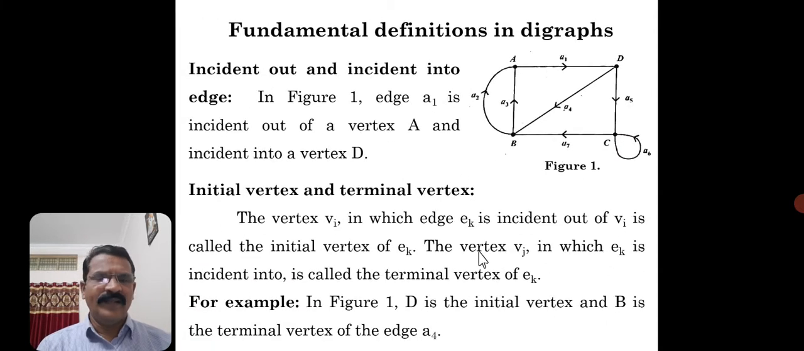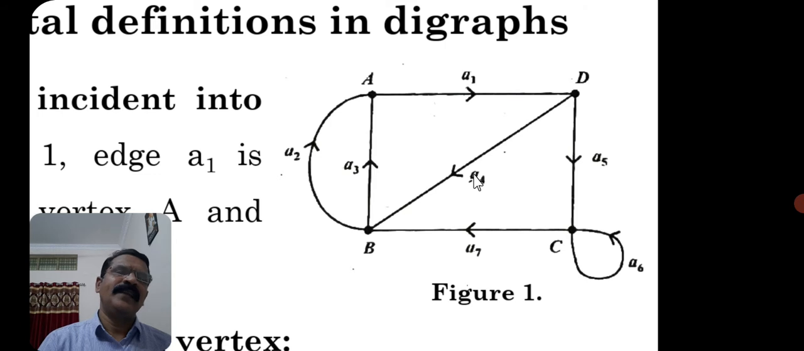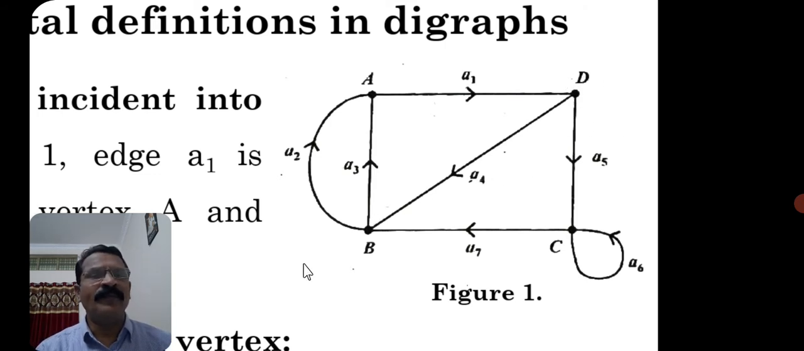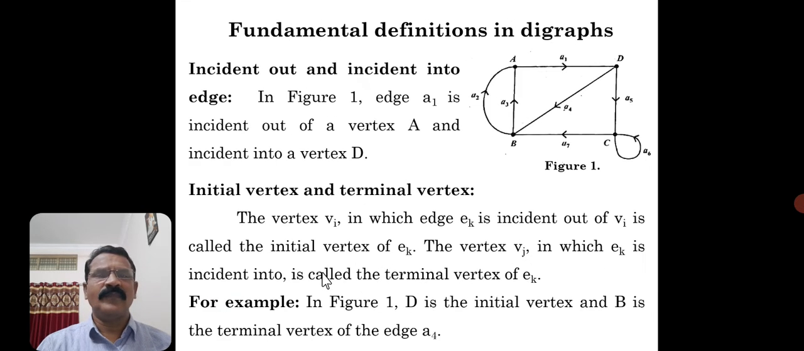So in figure 1, D is the initial vertex and B is the terminal vertex of the edge A4. One example, for example, A4. If you see the direction, it is from D to B, A4. Therefore, A4 is incident out from D and A4 is incident into B. That's why D is the initial vertex and B is the terminal vertex of this edge. Okay, I hope you have followed this idea.